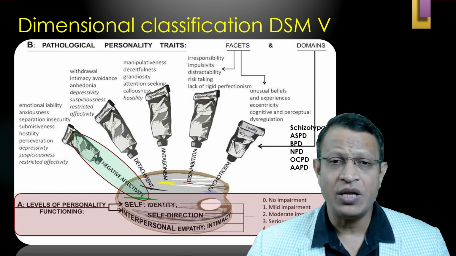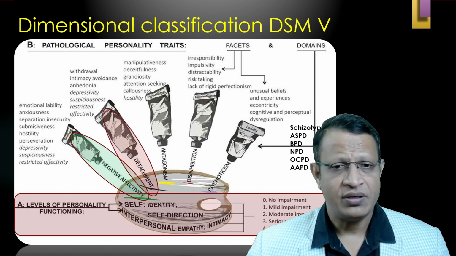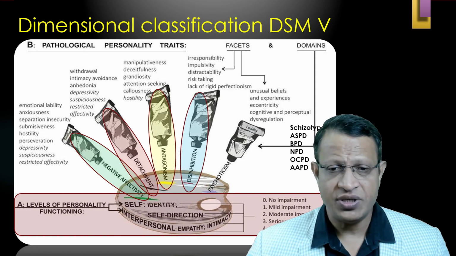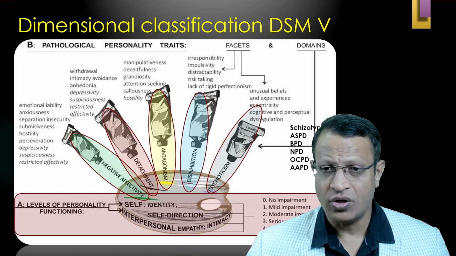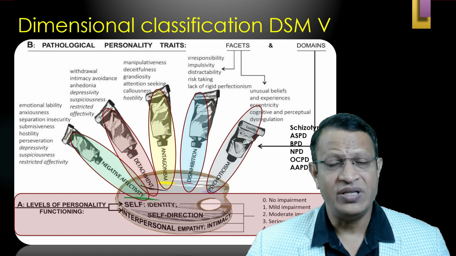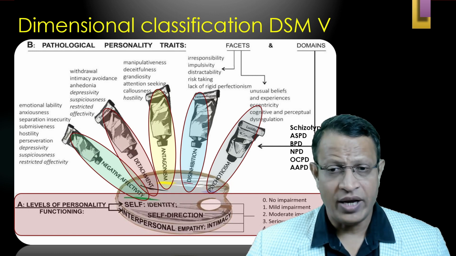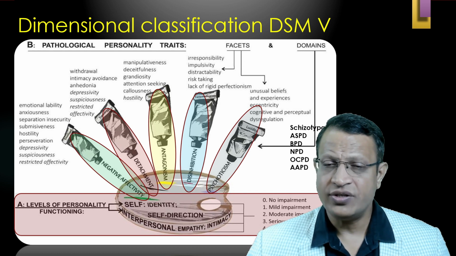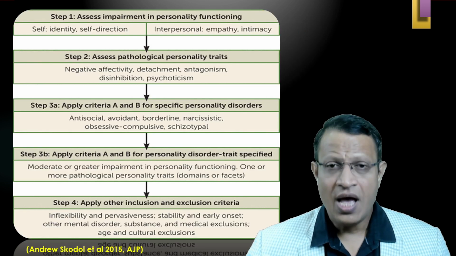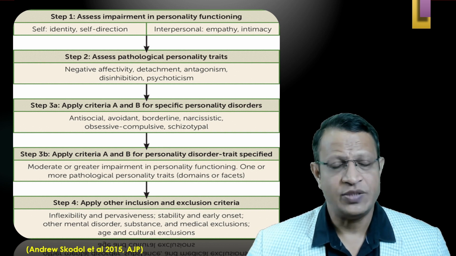If you look at the pathological personality traits, you can see negative affectivity, detachment, antagonism, disinhibition, and psychoticism. Further, at the domain level, they have moved from 10 personality disorders to 6. They have allowed these domains: schizotypal, antisocial personality disorder, borderline personality disorder, narcissistic personality disorder, obsessive compulsive personality disorder, and avoidant personality disorder. Let's understand how the approach of the alternative model has been considered.